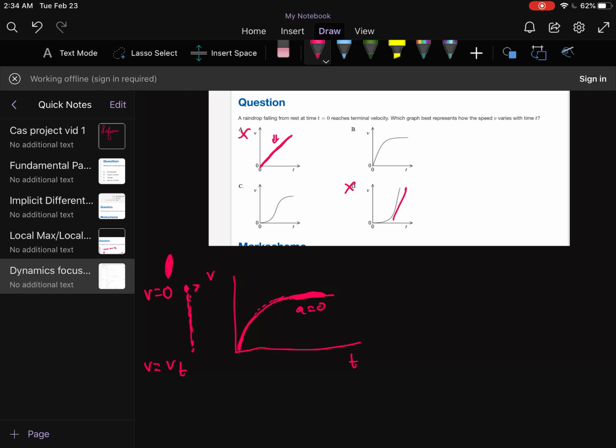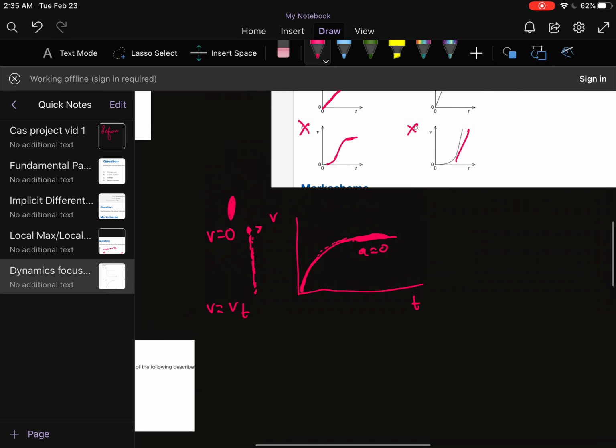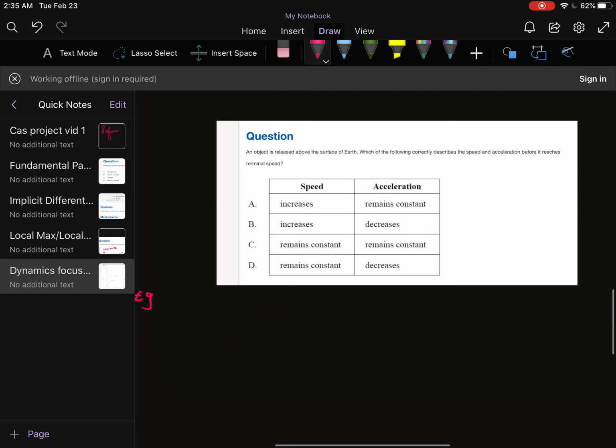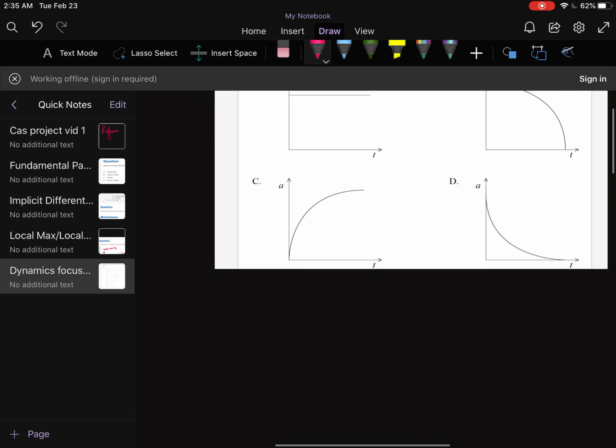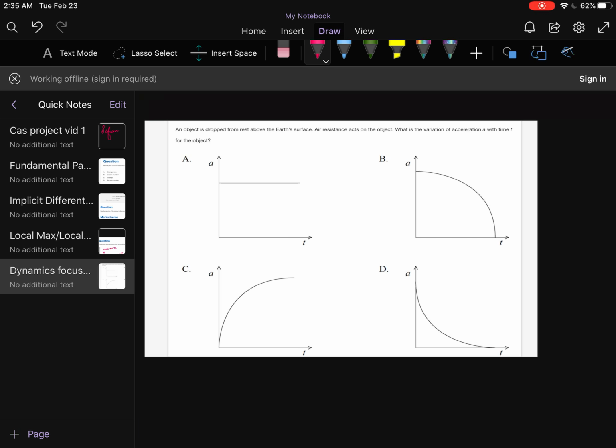And then for C, the velocity is increasing, and then something happens here, and then it plateaus, which is not representative of what's happening in terminal velocity. Hence, the answer is B. And the graph looks exactly the same. So hopefully this concept is made clear to you. I know I didn't draw too much, but it was more of a verbal explanation. Hope that made sense. Let's move on to another problem, which is terminal velocity, but from the acceleration perspective.